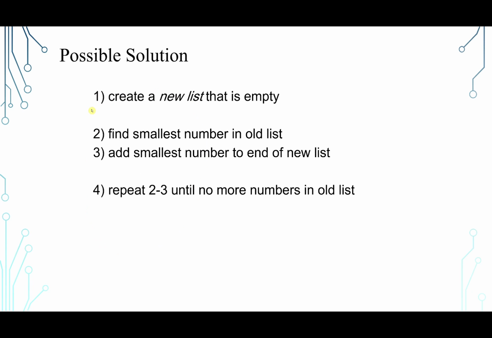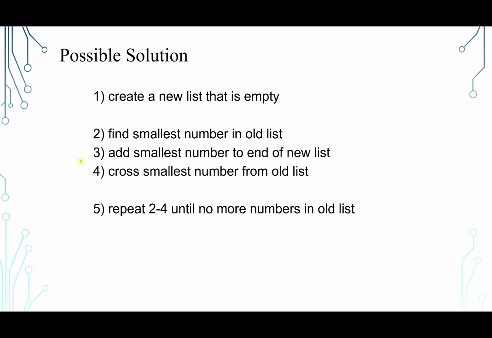The possible solution is to create a new list that is empty, then find the smallest number in the old list, add the smallest number to the end of the new list, and repeat those two steps, 2 and 3, until there are no more numbers in the old list. Another solution would be exactly the same, but we add step 4, which is to cross out the smallest number from the old list, and then you repeat steps 2 to 4.